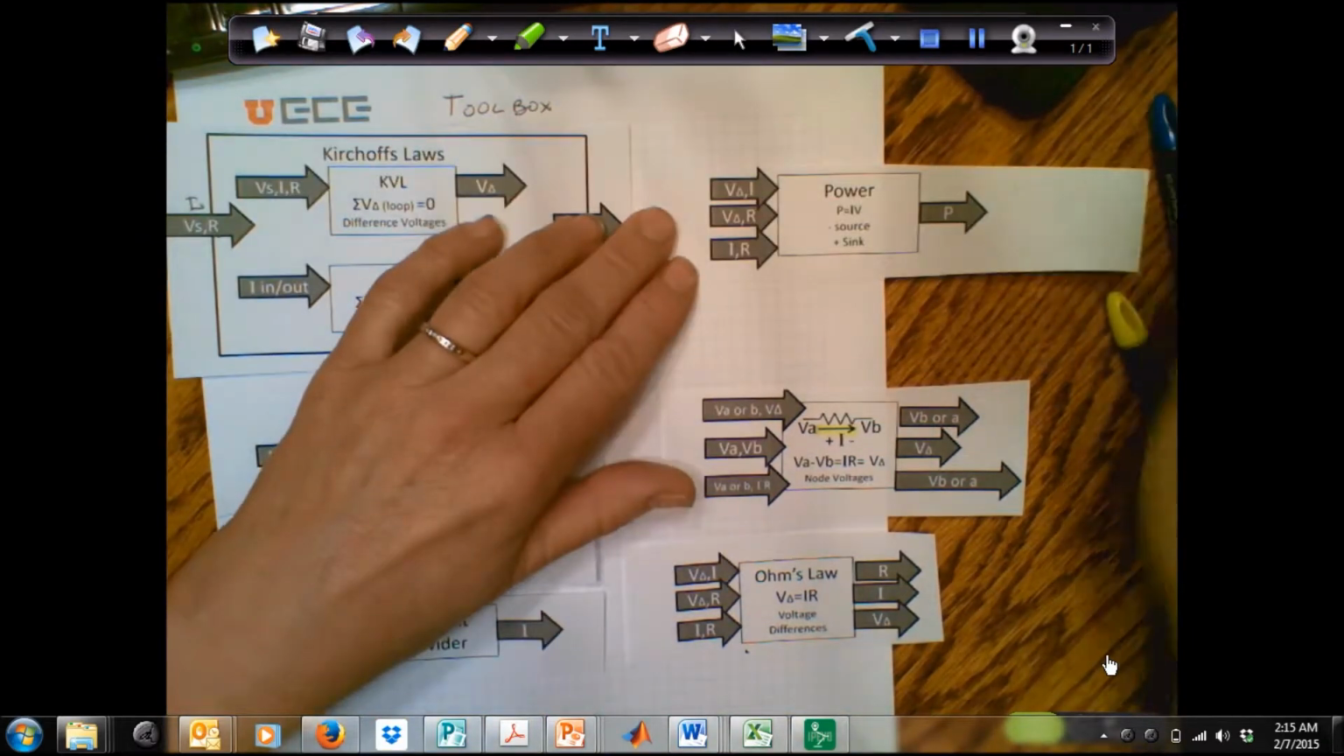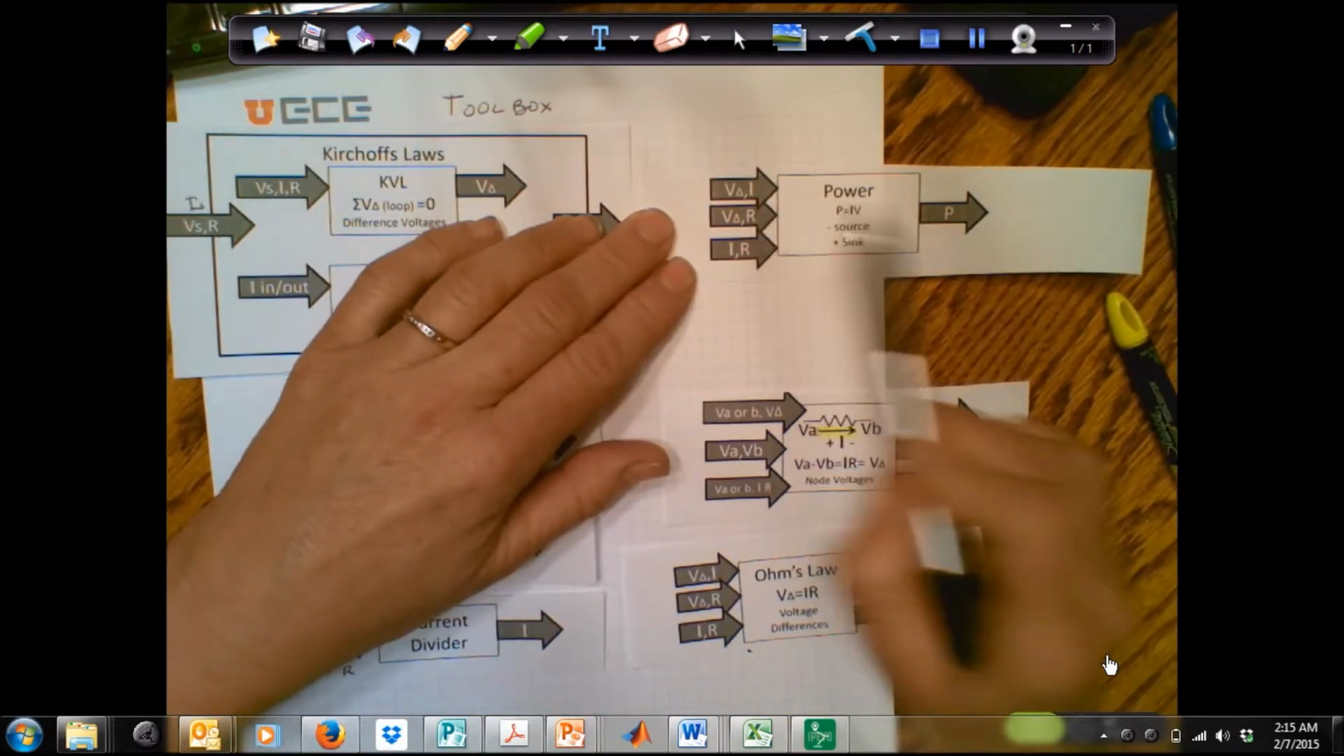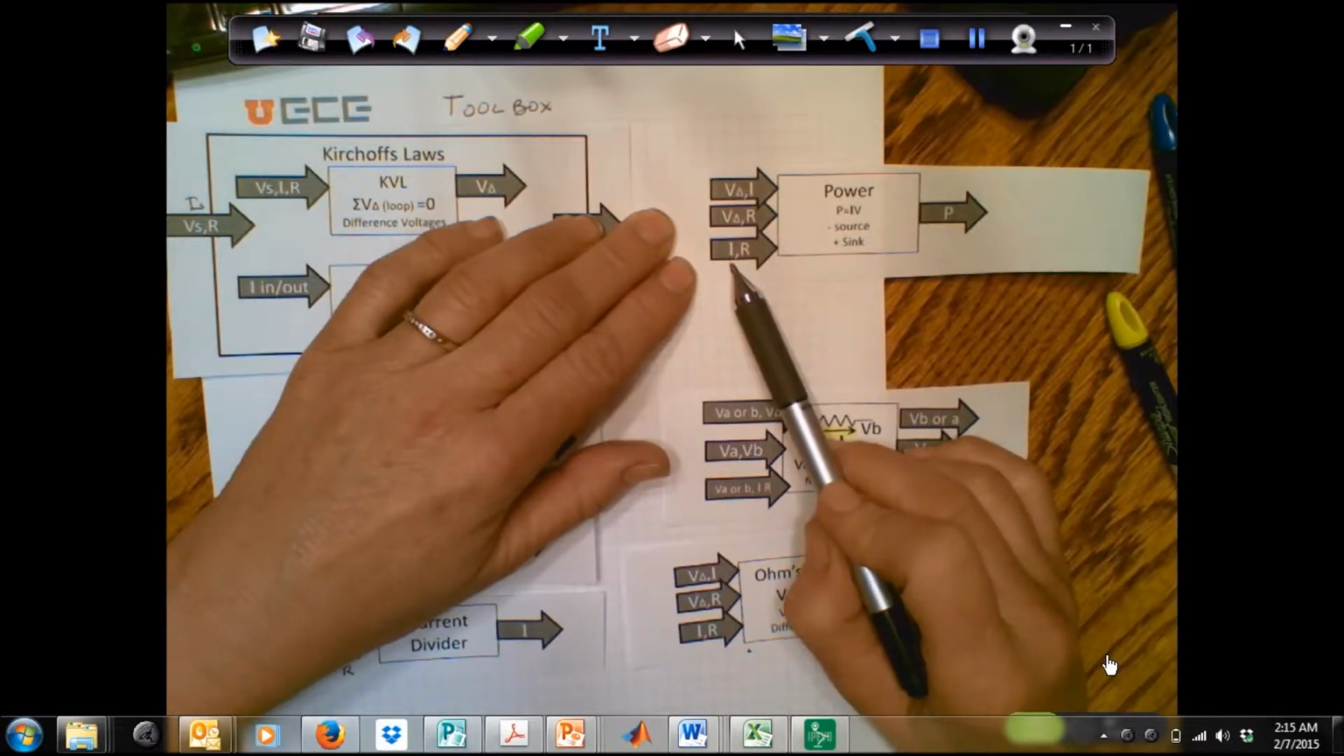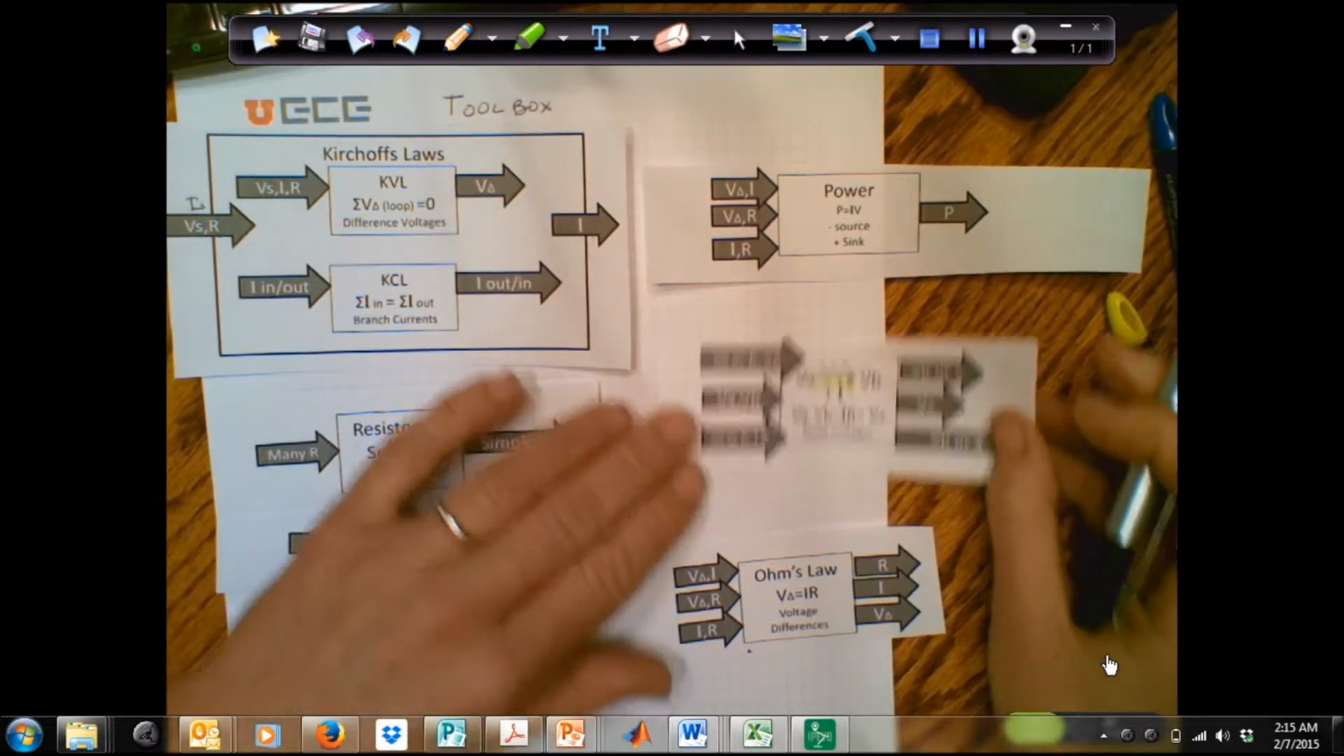Okay, the power equation, if we know voltage difference and current, we can get power. If we know voltage difference and resistance, we can get power. And current and resistance, we can also get power.